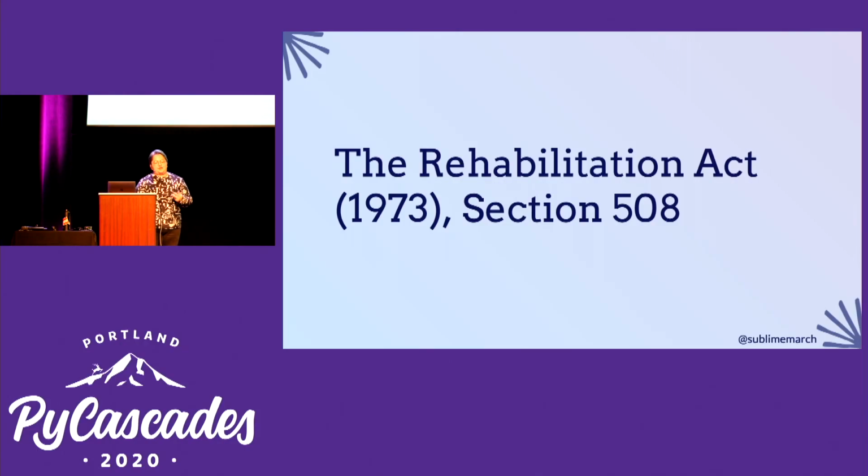2 laws in the US you mainly need to know about. First one I'll go over pretty quick. It's called the Rehabilitation Act. It was passed in 1973, and it's a labor law. It prohibits discrimination on the basis of disability in essentially federal programs, if you receive federal funding, if you're a federal employee.